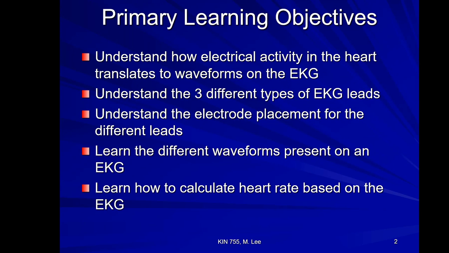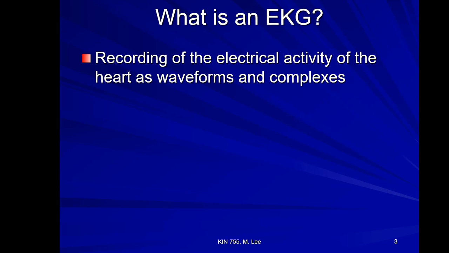So the primary learning objectives of this lecture are to understand how electrical activity in the heart translates to the waveforms on an EKG. Hopefully we will understand the three different types of EKG leads, and we'll understand the electrode placement for each of those leads. Then also we'll learn the different waveforms present on an EKG, and then lastly learn how to calculate heart rate based on the EKG. So for starters, what is an EKG?